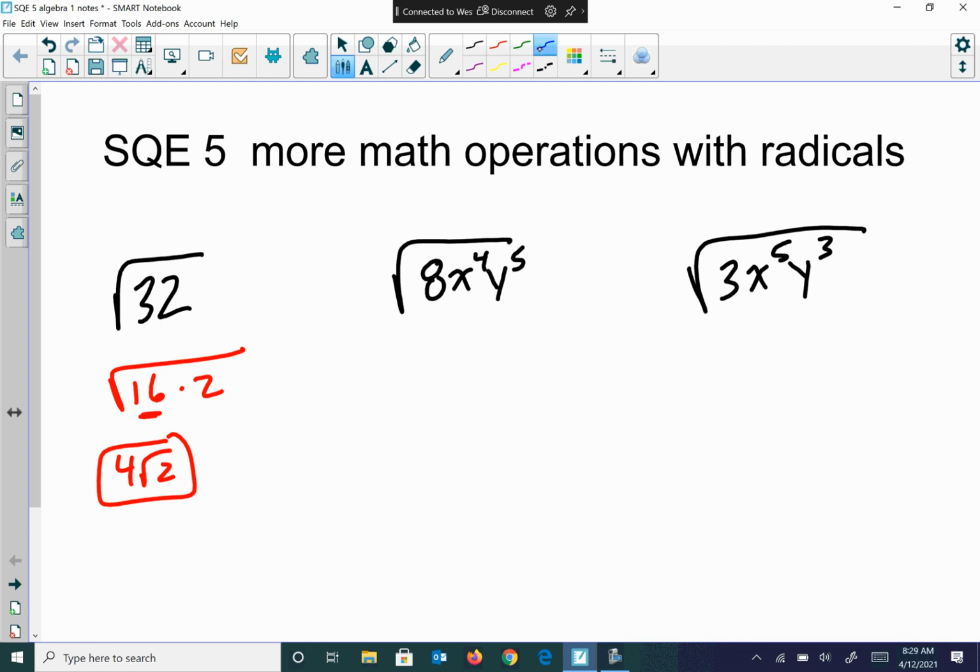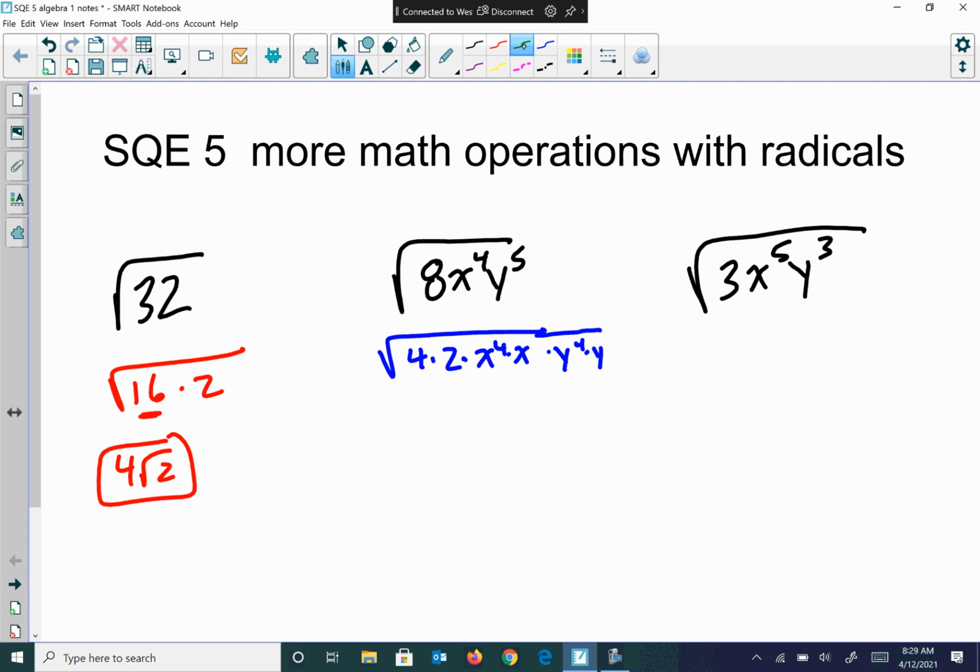Then the second problem, we want exponents to be even numbers when we take the square root, because we take half of it, right? You can just take x squared out. So I'm going to do 4 and 2, and then x to the 4th times x. And then, how should I break y up? 4y. Y to the 4th times y.